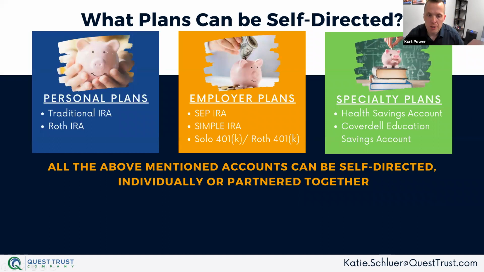Our personal plans are probably the most popular. I don't mean popular like they're everybody's favorite. I say popular because these are the ones most commonly that people have. When somebody has a traditional IRA, typically they have rolled over their old retirement plan, their 401k, 403b, 457, whatever that plan is, into a pre-tax IRA, in this case, the traditional.